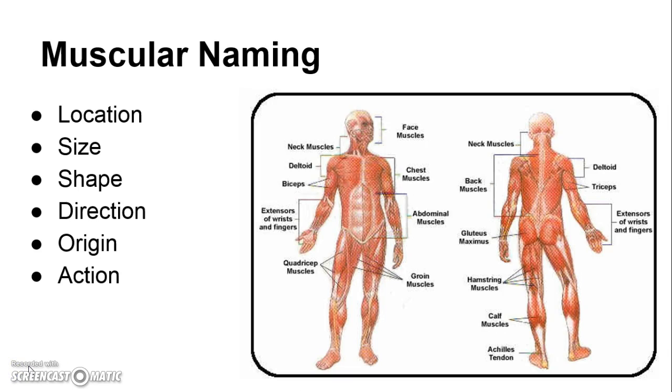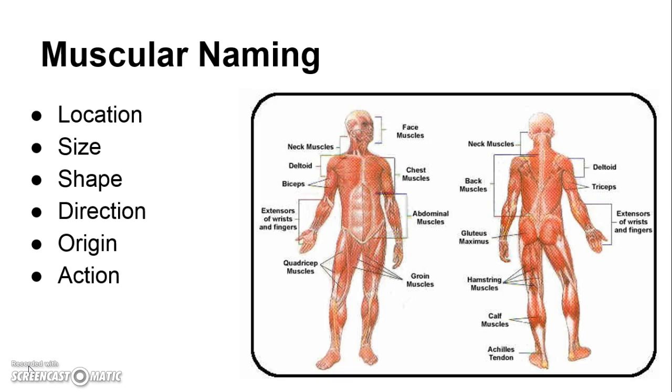Okay, because there are tons of muscles in the body, scientists have created a sort of naming system to make it easier to locate and remember all of the muscles. Each muscle is named based on many different factors, including location, size, shape, direction, origins, and action. Many receive their name based on their anatomical origin.